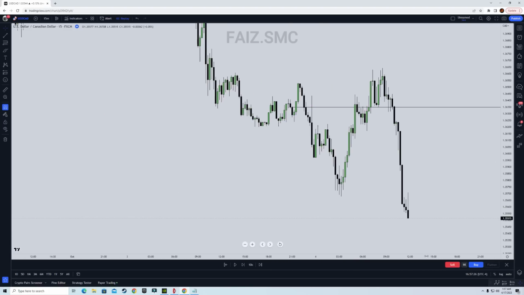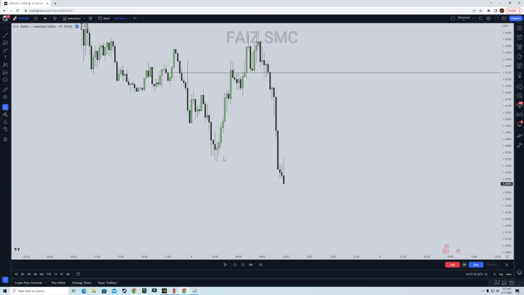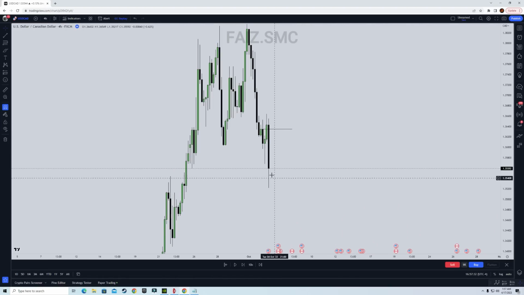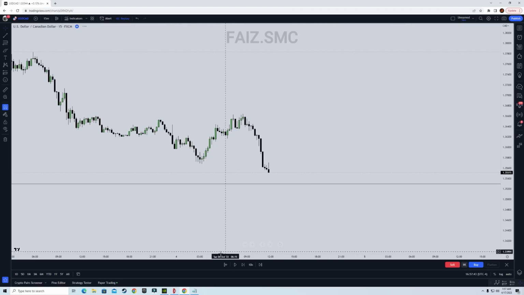And from the looks of it, I feel like it just drops and takes out those equal lows. I'm not sure. Maybe it did, maybe it did not. Yes, it did, as you can see. So that is something that you need to be cautious of. Okay, you need to know where the liquidity is.